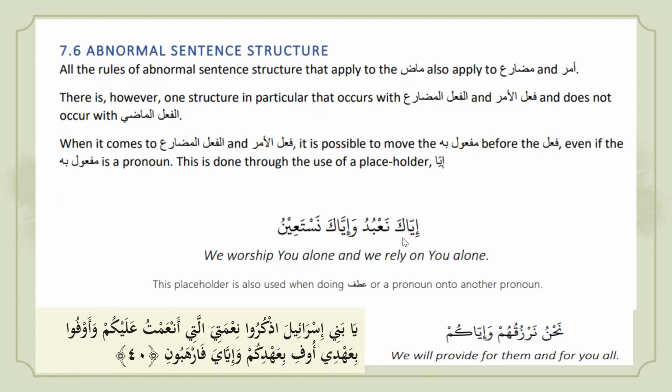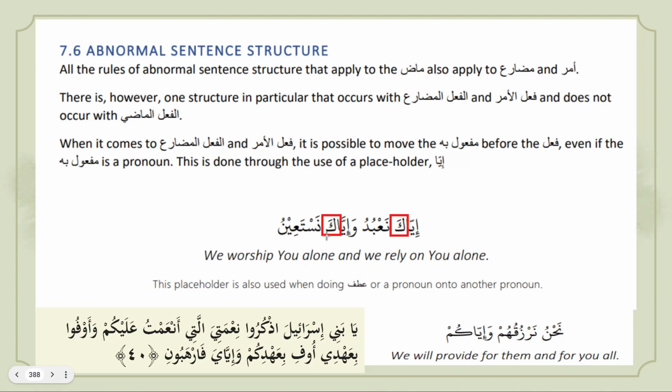The very common, very prominent example is in Surah Fatiha. Iyyaka na'budu wa iyyaka nasta'in. So this ka is the maf'ul bihi. You alone do we worship, and you alone do we ask for help. This ka, which is an attached pronoun, is maf'ul bihi, and it is coming even before the fail, na'budu, nasta'inu.